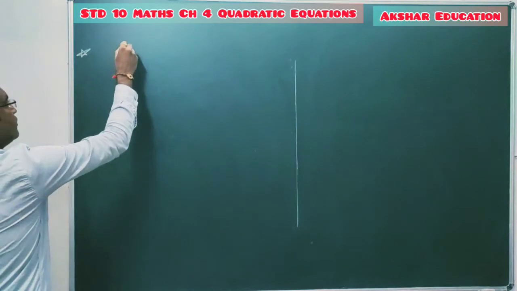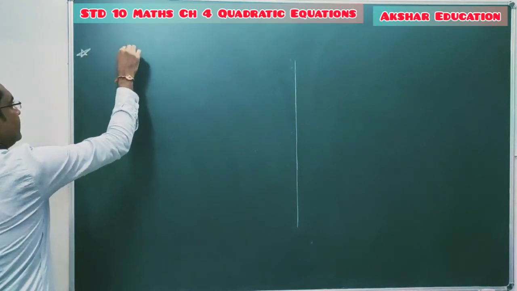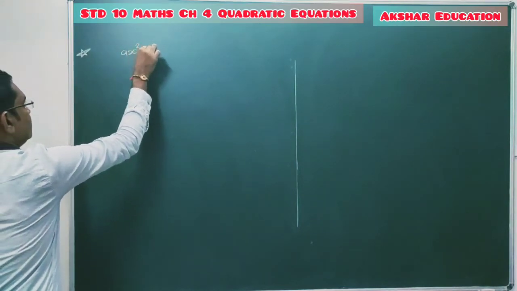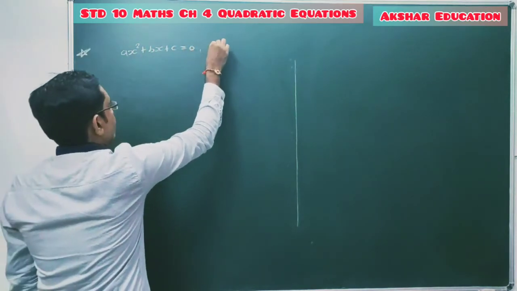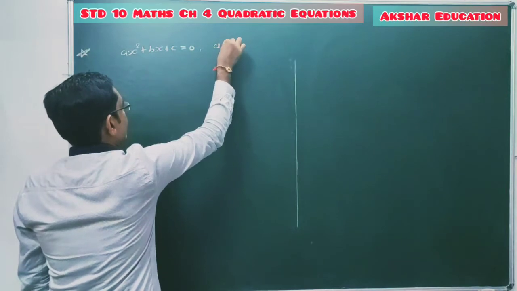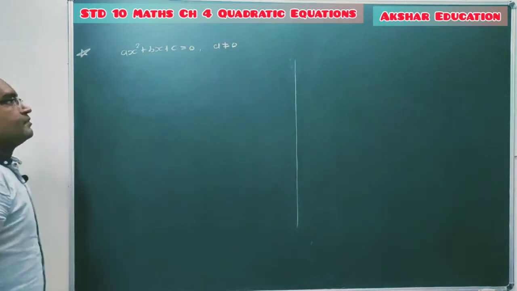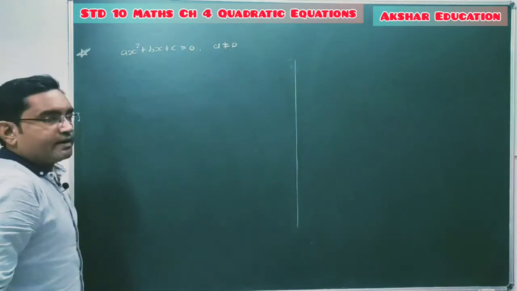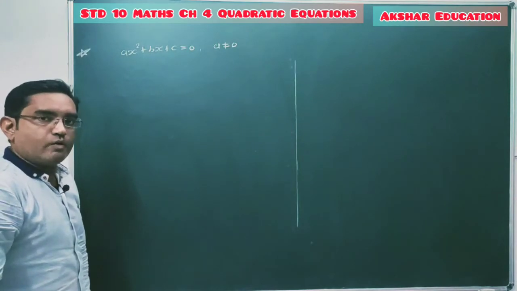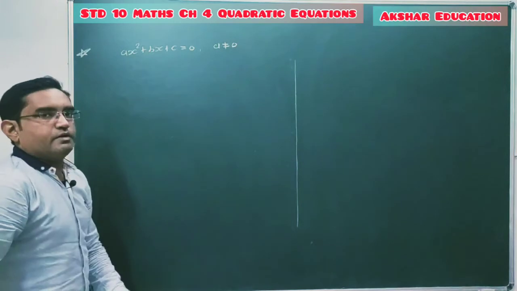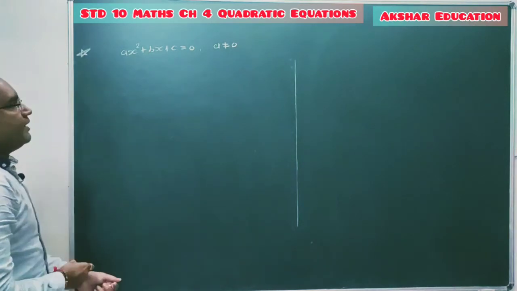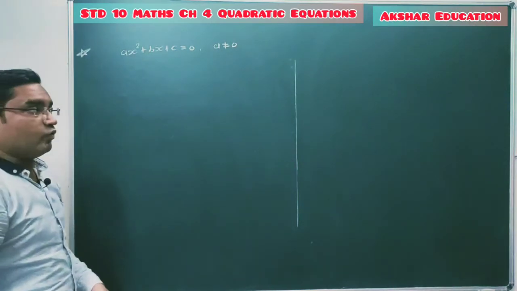So our quadratic equation is ax square plus bx plus c equal to 0, where the condition is that the coefficient of x square must not be equal to 0. This is the general form of a quadratic equation. Now we have to solve this equation. That means we have to find the value of variable x by using the completing square method.